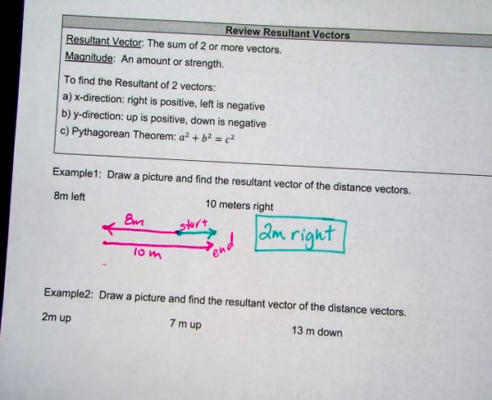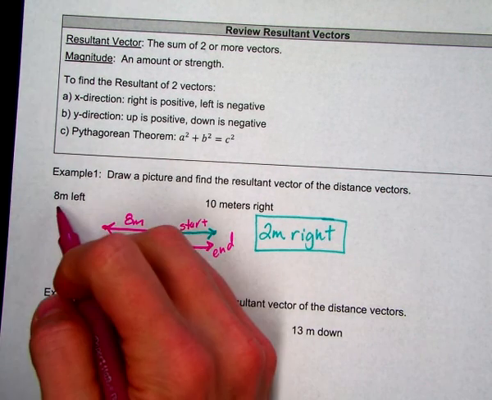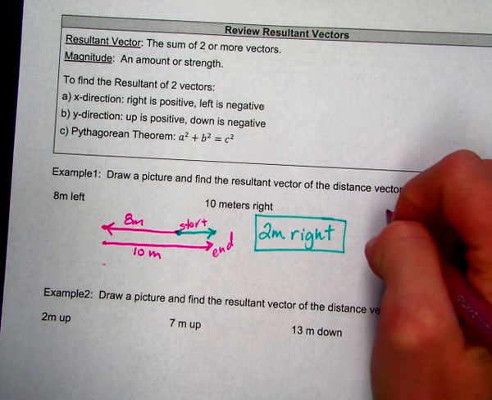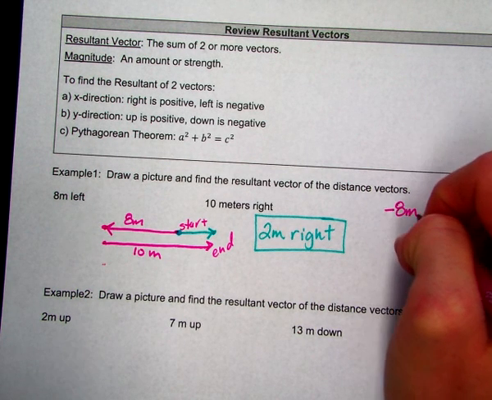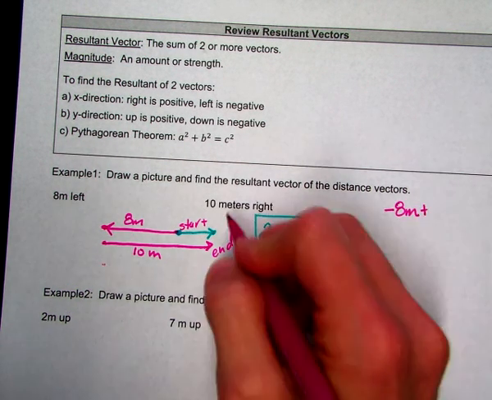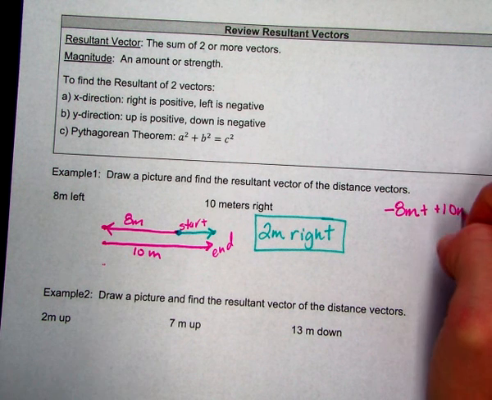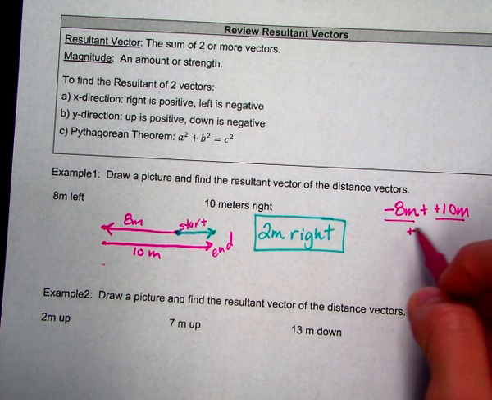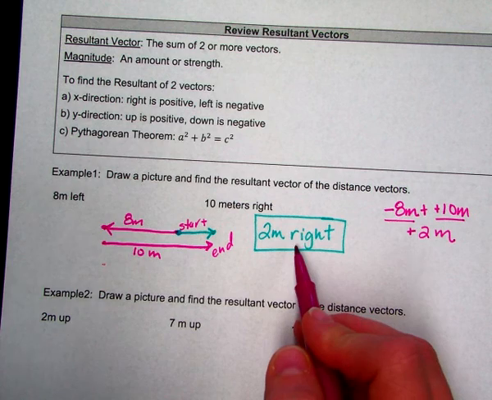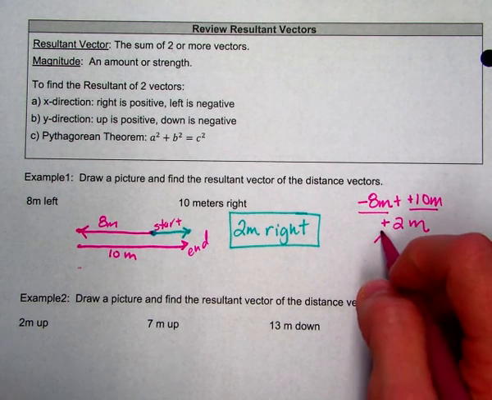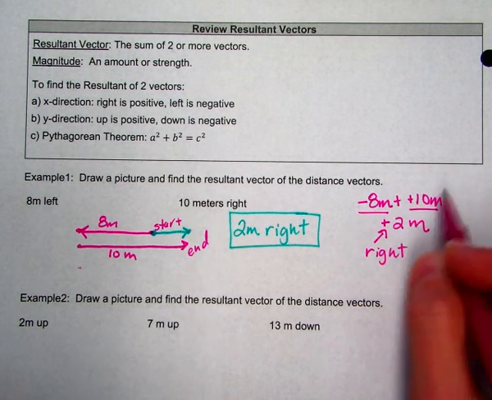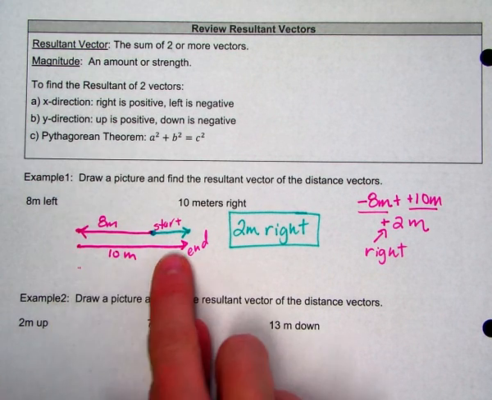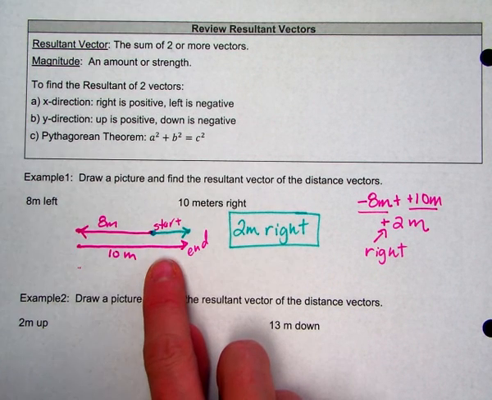Now, if we were to calculate this, we are always going to assume left and down are negative. So another way to do this is I could add negative 8 meters plus positive 10 meters because this is to the right. So when I add the two vectors together, I get positive 2 meters, which means that's 2 meters to the right. Okay, so this is just mathematically adding the vectors without having to draw this out and actually visualize the resultant vector. Okay.